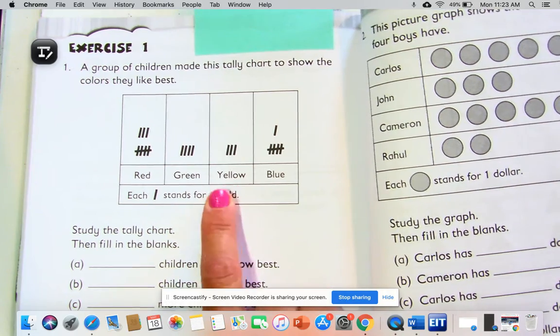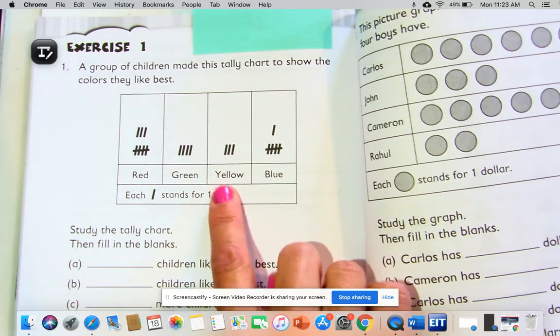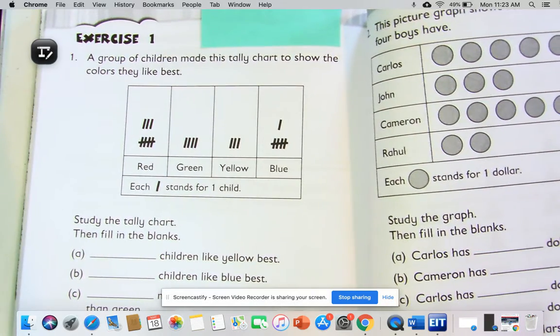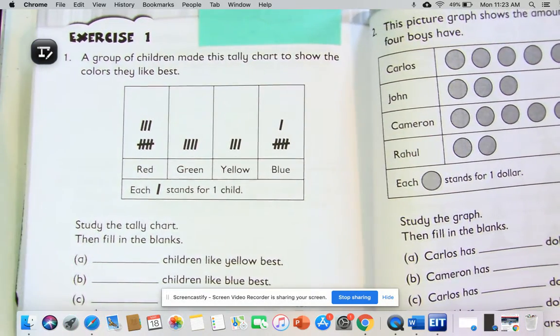I like yellow too. My son just started saying yellow correctly. He used to always say lello. Lello. Anyway.